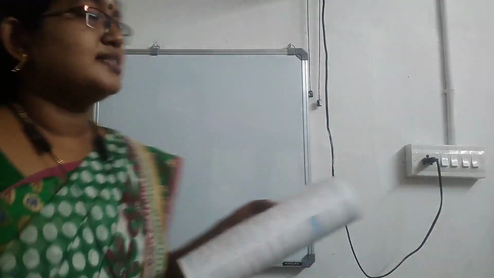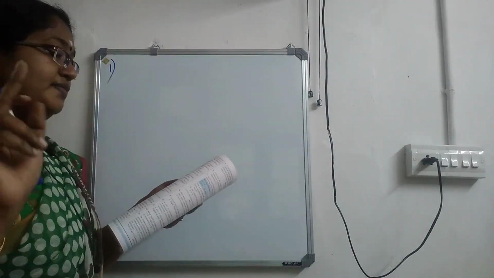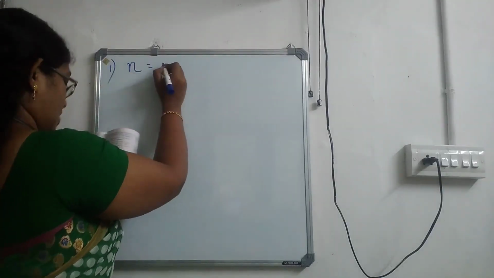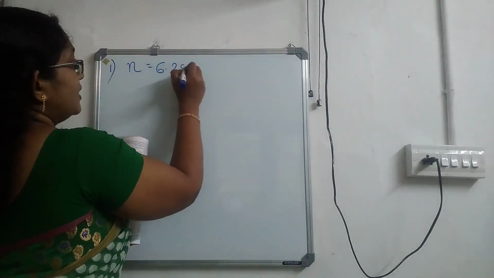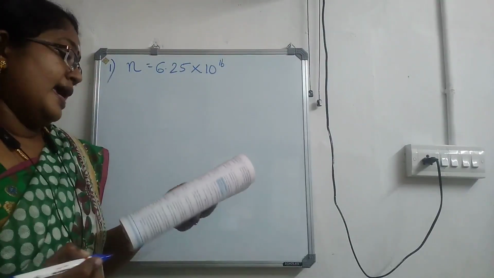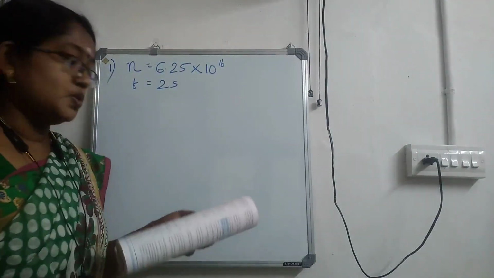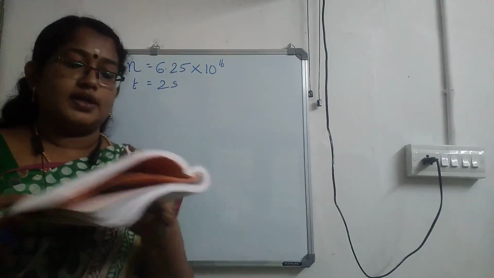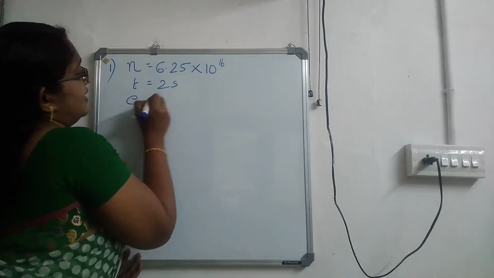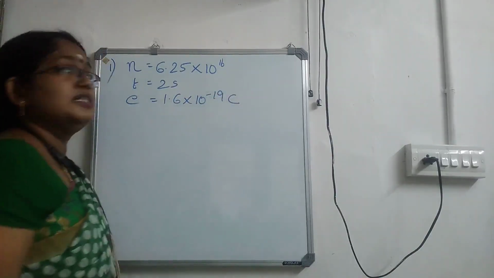Okay, so what all things are given there? 6.25 into 10 raised to 16 electrons. So what is that? The number of electrons is given as 6.25 into 10 raised to 16, isn't it? It flows in 2 seconds. That means time is given as 2 seconds. Find the current flowing through the conductor. You are asked to calculate the current, and one more thing is given. The charge of the electron is given as 1.6 into 10 raised to minus 19 coulomb.